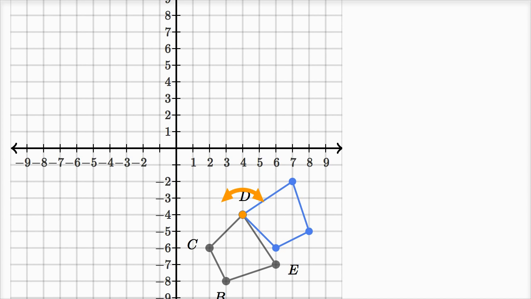And I don't have to, let me undo this. I don't have to rotate around just one of the points that are on the original set, that are on our quadrilateral. I could rotate around the origin.